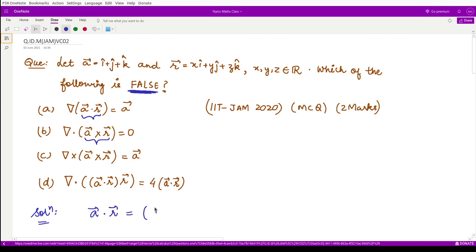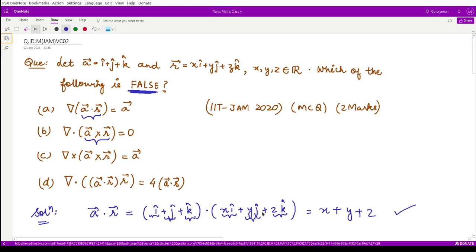Now a vector is given to be i cap plus j cap plus k cap, and when you take the dot product of this with the vector r, which is x i cap plus y j cap plus z k cap, its dot product would be the multiplication of the coefficient of i with the coefficient of i here. So it would be 1 into x, that is x, plus 1 into y, that is y, plus 1 into z, that is z. So this is the dot product a dot r.